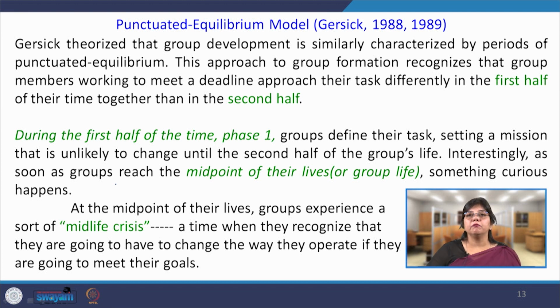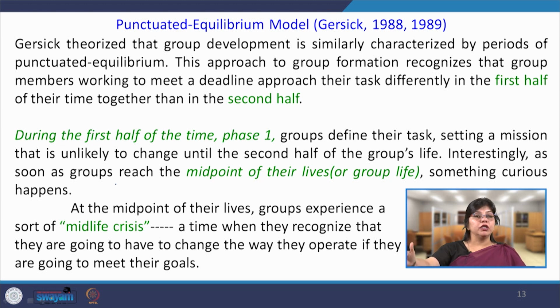This is another model given by Gersick in 1988 and updated again in 1989. It has its own uniqueness: how groups develop and what kind of equilibrium is maintained based on intermittent changes that take place, until finally the group forms its own shape. According to Gersick, group development is characterized by periods of punctuated equilibrium. That means one task has been initiated and maybe halfway through some crisis has evolved, and based on that crisis a new decision is taken, the course of action is changed, and again the group is functioning with some new patterns of action.